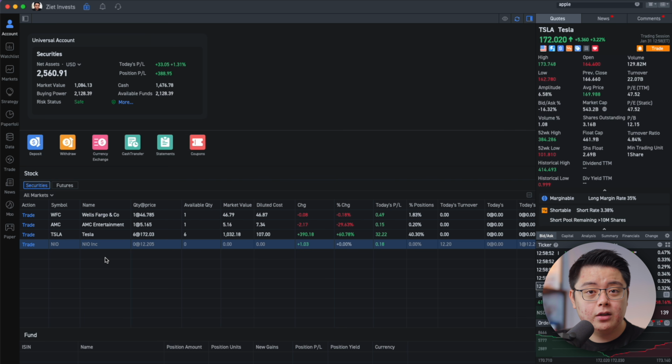And that's basically it. You have just learned how to buy and also sell a stock. The procedure is exactly the same for ETFs as well.